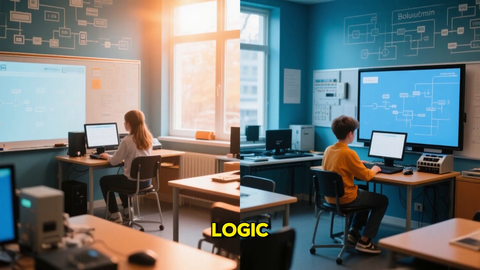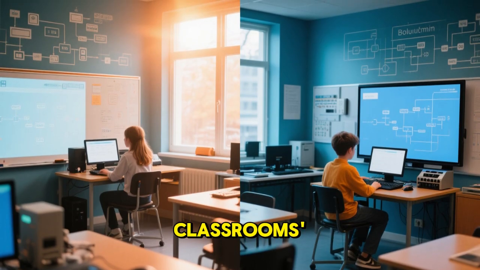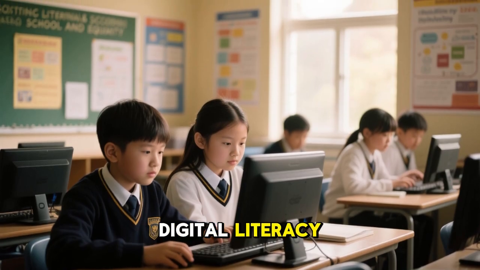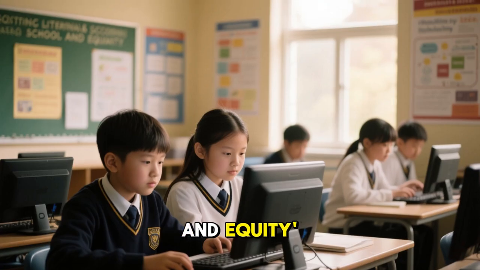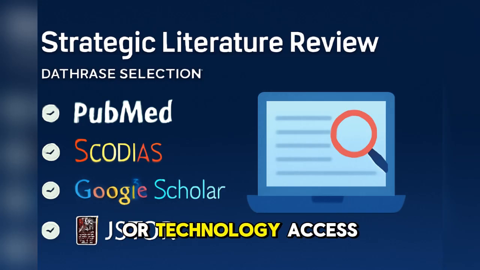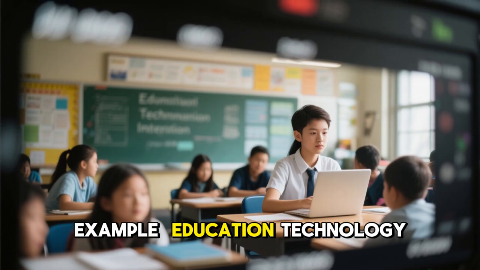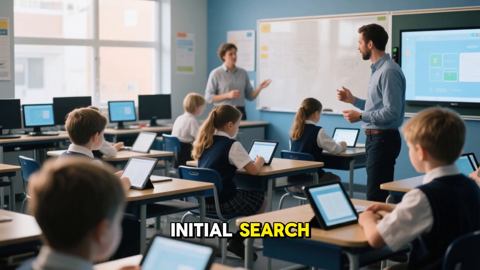Next, use Boolean logic. Don't search broadly for technology in classrooms. Search specifically: digital literacy AND secondary school AND equity. Then narrow it even more: digital divide OR technology access AND high school OR secondary AND low income OR disadvantaged AND 2020-2025. Example, education technology integration.